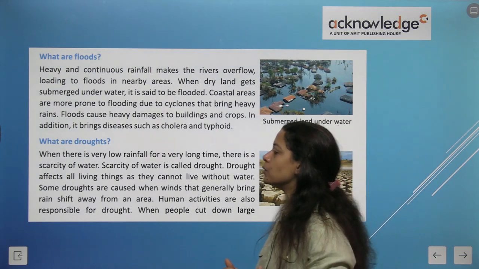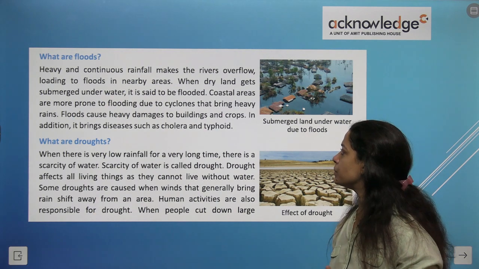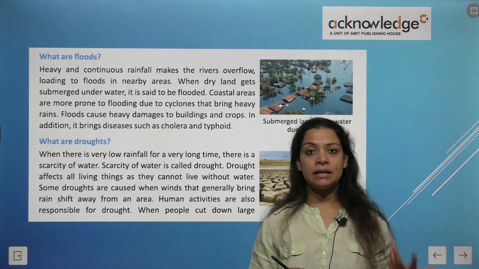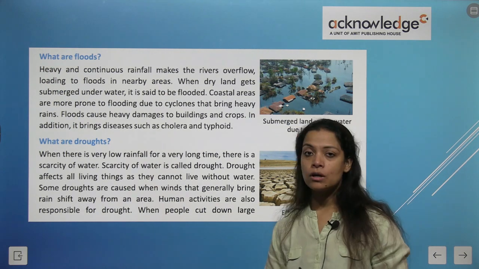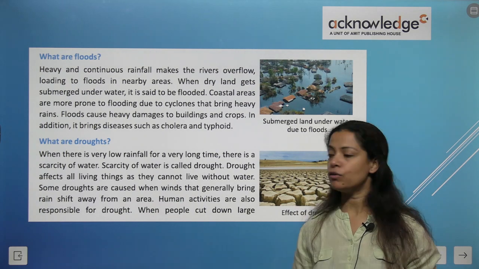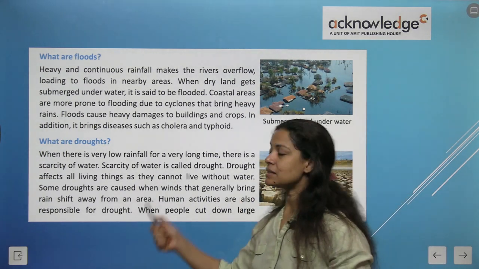Coastal areas are more prone to flooding due to cyclones. Floods cause heavy damage to buildings and crops. In addition, they bring diseases as well, such as cholera and typhoid. Now, what are droughts? When there is very low rainfall, जब बिल्कुल rainfall नहीं होती है for a very long period of time, there is scarcity of water.